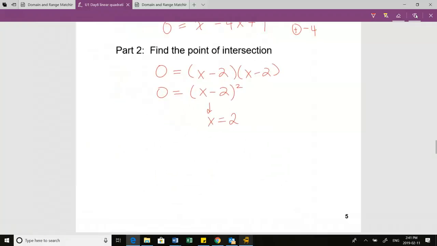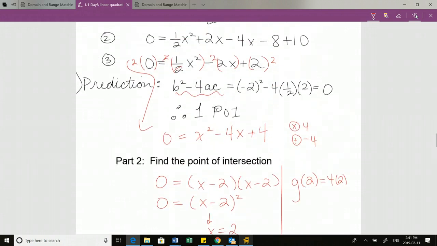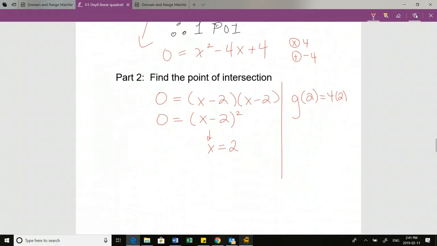And was it minus 10 or plus 10? Minus 10. Okay, so our point of intersection is 2, negative 2. And we expected to get 1 only, and that makes sense that we only got 1 here, right?